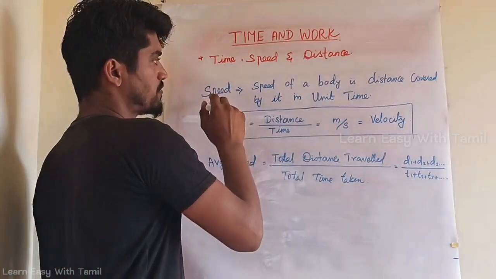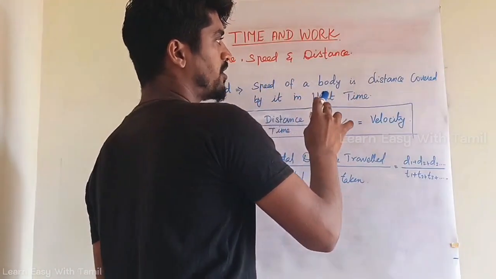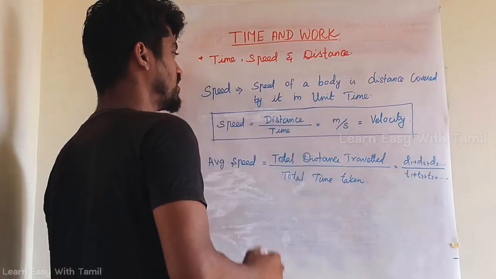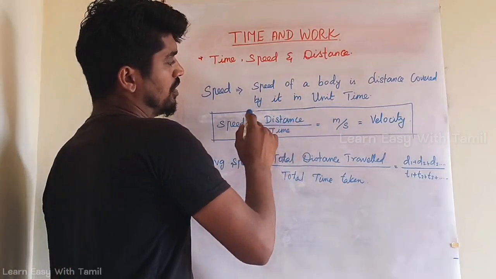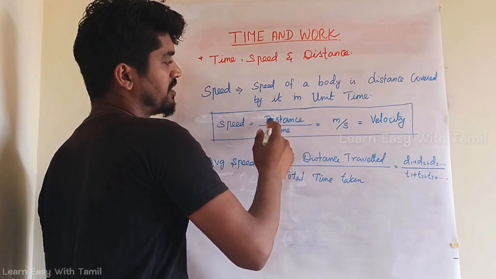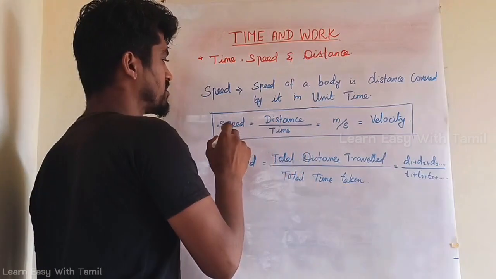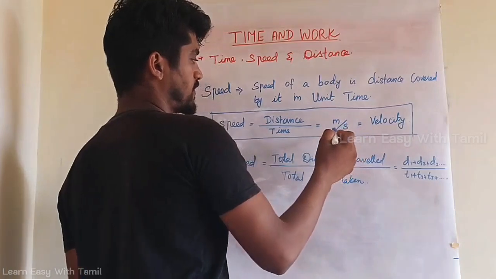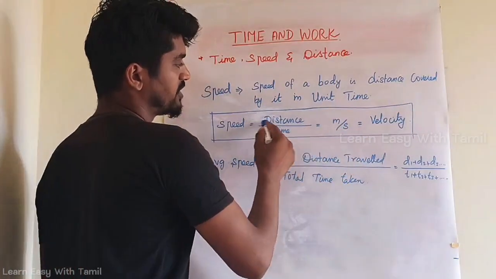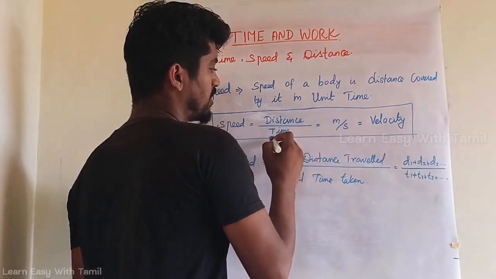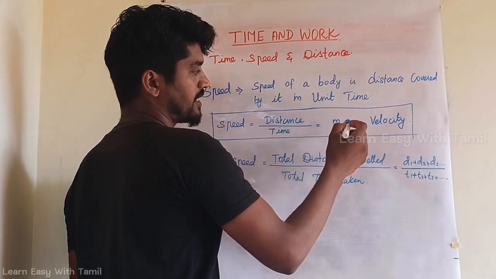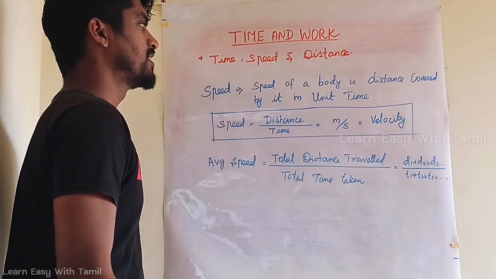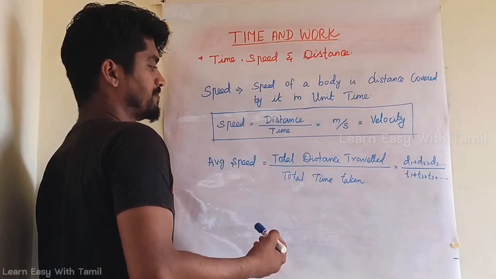The definition of speed: the speed of a body is the distance covered by it in unit time. Speed is the total distance covered in a particular unit time. The unit of speed is meter per second, where distance is in meters and time is in seconds. It is also known as velocity. Velocity is distance by time.